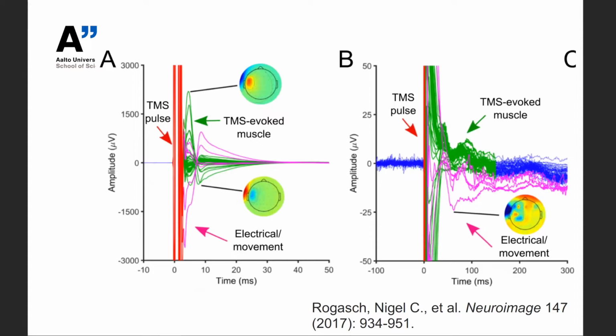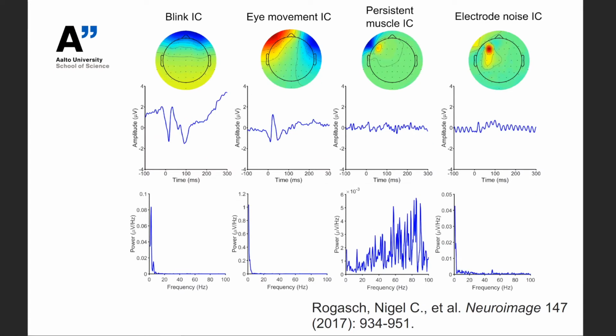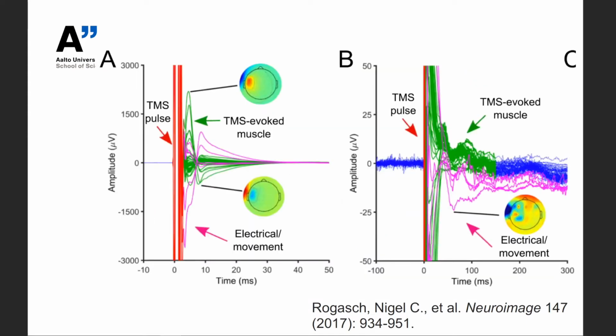So here, let's look at some artifacts at first. This is from the Rogasch paper from 2017, and we can see there are some examples of possible problems. You can have TMS-evoked muscle artifacts, you can have electrical movement. On the next slide, we have blinks, eye movements, you can have persistent muscle activity, or some electrodes might be noisy, maybe there's a bad connection. And for the purpose of this talk, I think what you should really concentrate on is the topographical patterns of these artifacts, and keep in mind how those could look like.